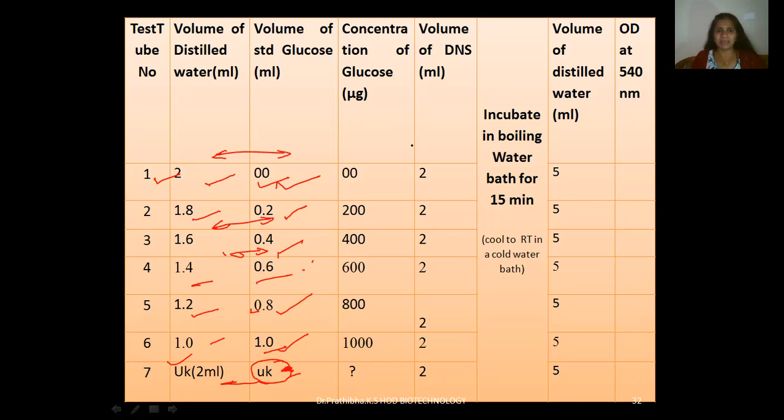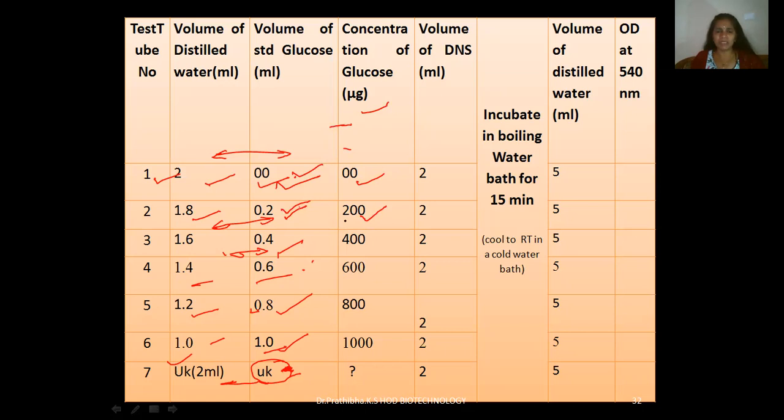Now let us understand this column, that is the concentration of glucose, in microgram, mu g. In the first test tube there is no glucose. When there is no glucose, that will be nil, that is 0 microgram, right? In the second test tube, we have put 0.2 ml of glucose. In 0.2 ml we have 200 microgram.